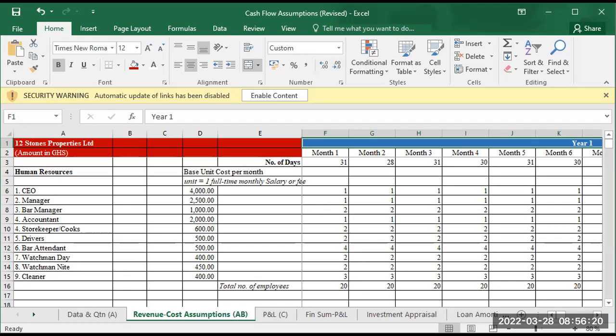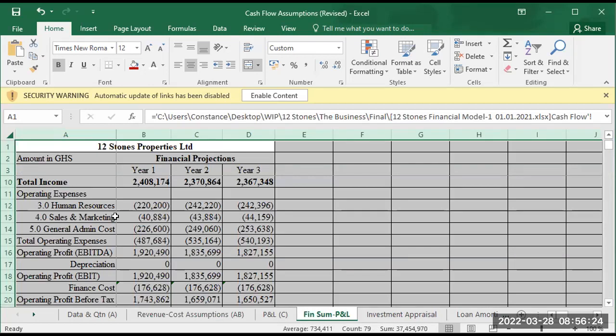Fixed salaries. So that is how we got the final. When we sum up everything, it's how much is spent, 220,000, on human resources, all the managers, security, and all that. And this is it for the second year, and that's it for the third year.